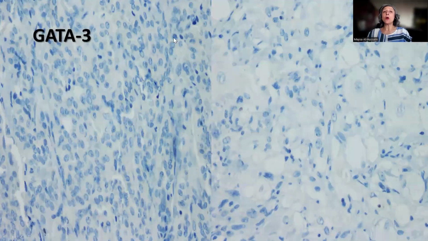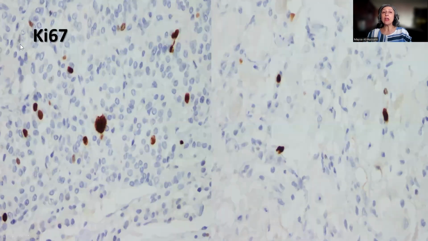Now, also, we know now that paragangliomas are typically positive for GATA3, and this particular tumor in the Cauda Equina is typically negative. So this is a second reason why this tumor is no longer called paraganglioma.